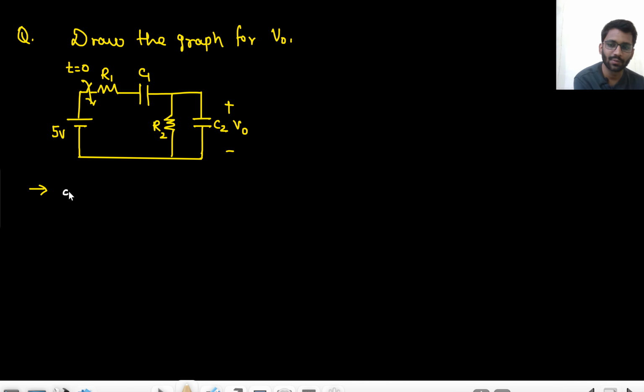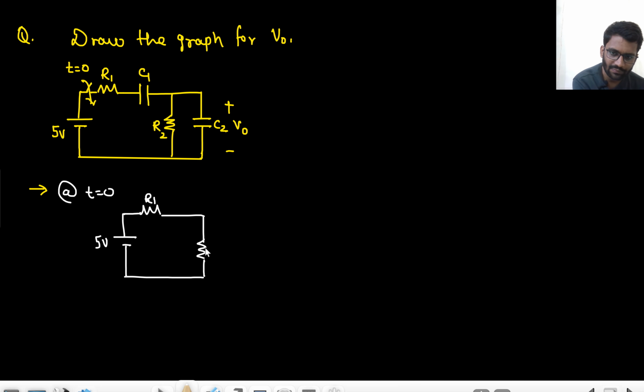So tell me, at t equals 0, what is happening? This will be shorted, this will be shorted. Is there any infinite current in the capacitor? No. Is there any ambiguity? No. Everything is fine. No ambiguity, no infinite current. So V naught at t equals 0 plus is 0.